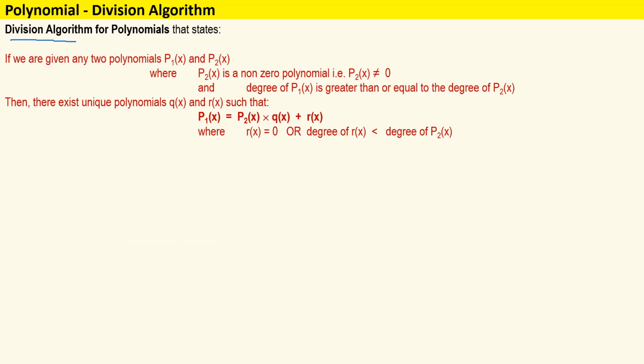Let's now talk about the division algorithm for polynomials, which states that if we are given any two polynomials p1(x) and p2(x), where p2(x) is a non-zero polynomial, that is, p2(x) is not equal to 0, and the degree of p1(x) is greater than or equal to the degree of p2(x), then there exist unique polynomials q(x) and r(x) such that p1(x) is equal to p2(x) times q(x) plus r(x), where r(x) is equal to 0 or the degree of r(x) is less than the degree of polynomial p2(x).